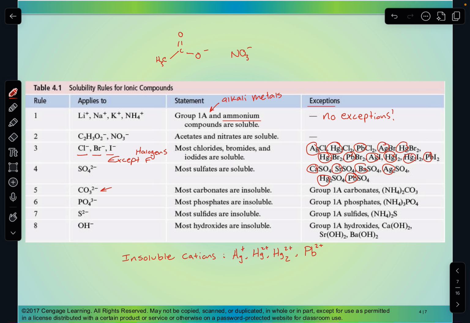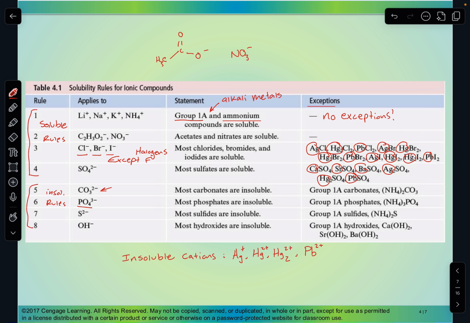Carbonates. Now we flip to things that are insoluble usually. So this first section here, rules 1 through 4, those are going to be soluble rules. 5, 6, 7, and 8, those are going to be insoluble rules. Pretty much all carbonates are going to be insoluble. The only exceptions are going to be group 1A and ammonium. So that means that all your alkali metals, if they have carbonate as well, then they're going to be soluble. Otherwise, it's going to be insoluble.